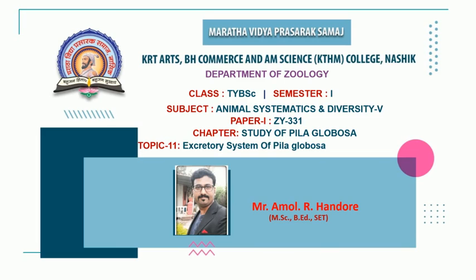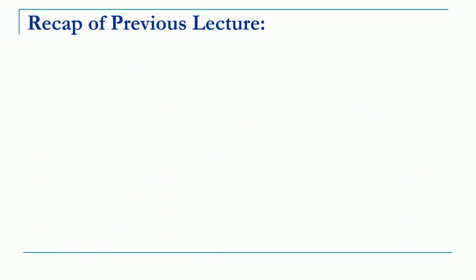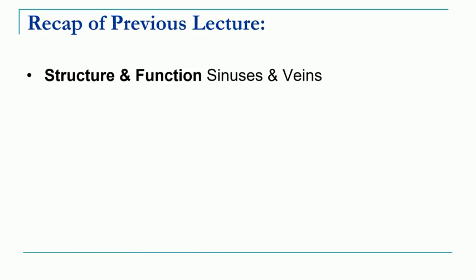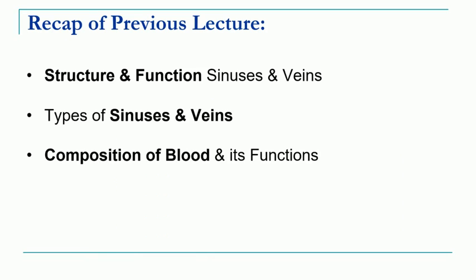So if we take the recap of the previous lecture, we have studied the blood vascular system of Pila, where we have studied the structure and function of sinuses and veins, followed by types of sinuses and veins, composition of blood and its functions, and finally we summed up with the course of circulation in Pila.